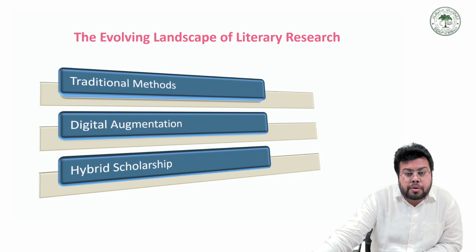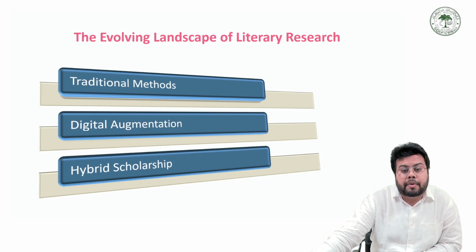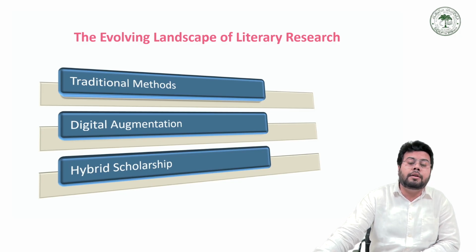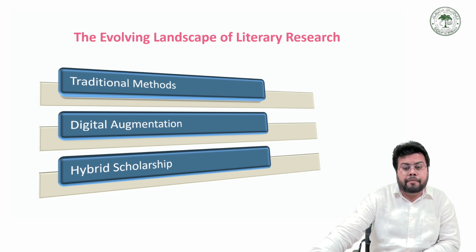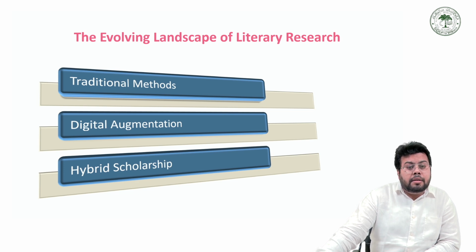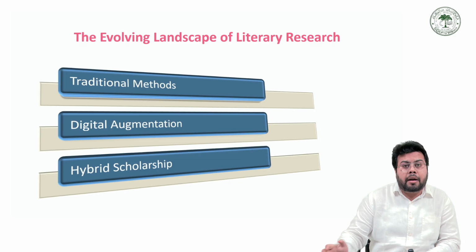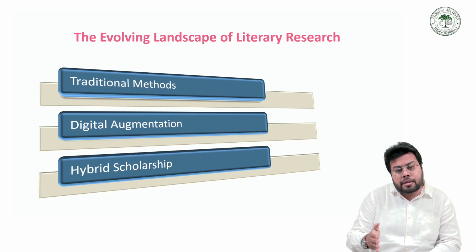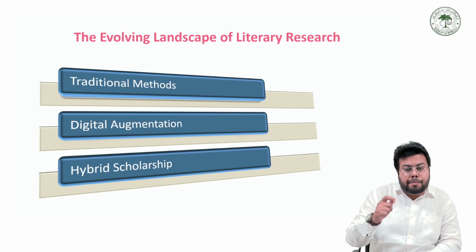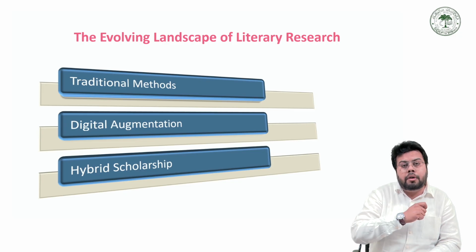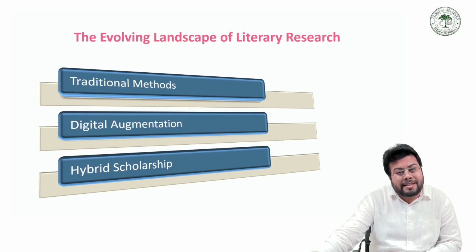Now, computational tools, large datasets, and algorithmic analysis are involved there. It can detect linguistic patterns and themes across large corpora. It can visualize relationships between authors, characters, and concepts. Now, the next is hybrid scholarship. As the name itself is self-explanatory, we are amalgamating traditional methods and digital augmentation. So this approach basically integrates both approaches for richer and more rigorous insights.